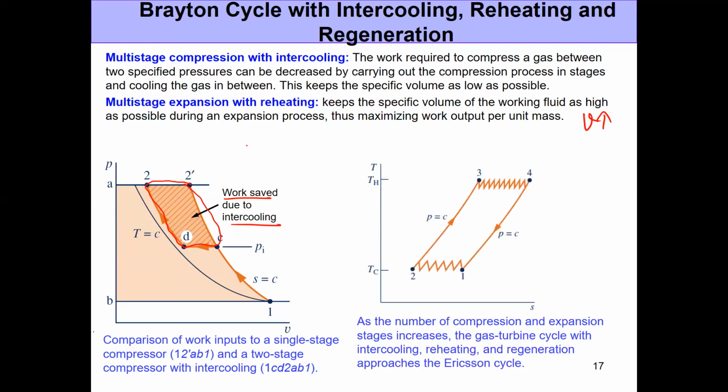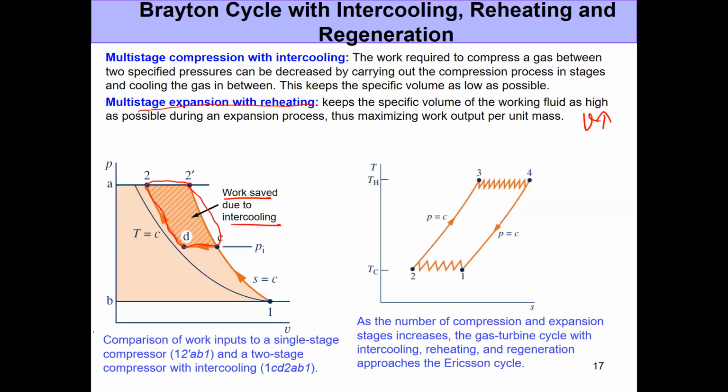Now you can do multiple stages of expansion, more than 2 stages, more than 4 stages, depending on how much you would want to do and how much it makes sense. But the concept is very similar, and it'll maximize the work output per unit mass. Of course, I'm not saying that 4 to 5 stages happen in practical systems. In practical systems, it's usually 2-stage compression and 2-stage expansion with a single reheating stage. That's the most common approach used, because it is a perfect compromise between economics and thermodynamics.